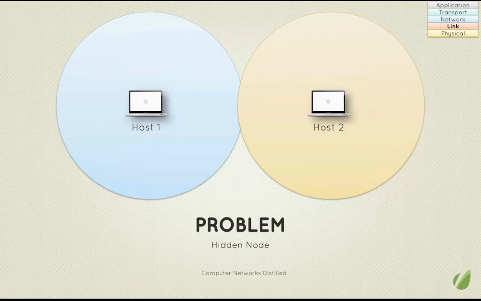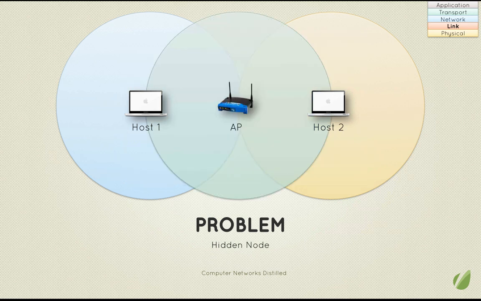Let's consider this hidden node problem in more detail. Imagine we've got two hosts, host 1 and host 2, who do not interfere with each other. They can't collide with each other. Let's further assume that there is an access point in between them that they can both reach. Well, what happens if we do carrier sense with collision detection in this case?